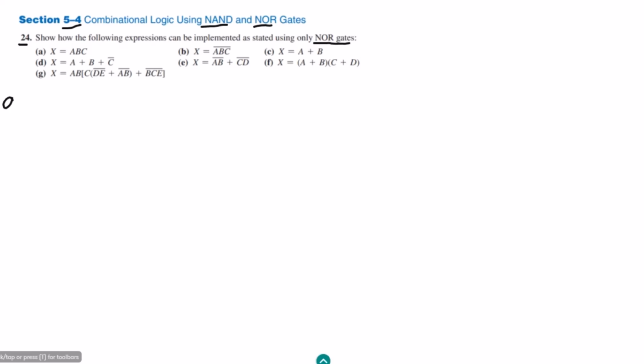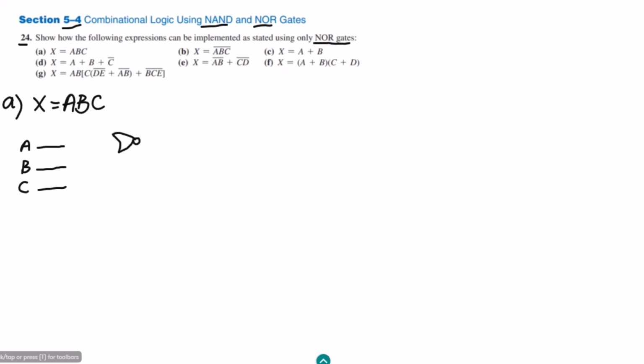Let me first start with part A. In A we have x equal to ABC. So we have three inputs which are ANDed together. Let us have A, B, C, three inputs. What we have to do is implement this logic expression by using the NOR gate. The AND operation can be implemented by NOR gates.